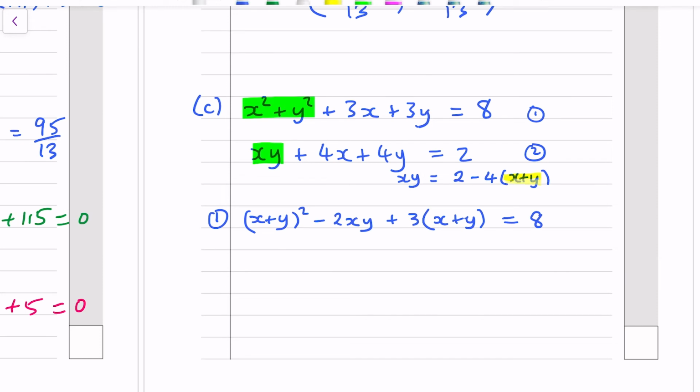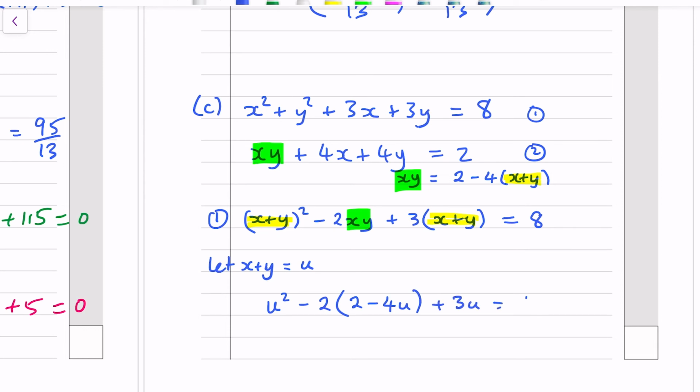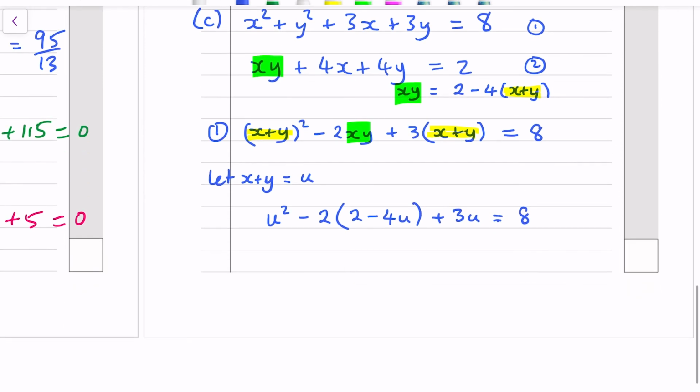Another thing is, because I've got x plus y's that are all over the place repeating, I'm going to change the x plus y to equal a different letter. I'm going to say let x plus y equal u. So I've got u squared minus 2 lots of xy, but the xy is just 2 minus 4u. I've got another 3u equals 8. And this is a quadratic. u squared plus 11u minus 12 equals 0.